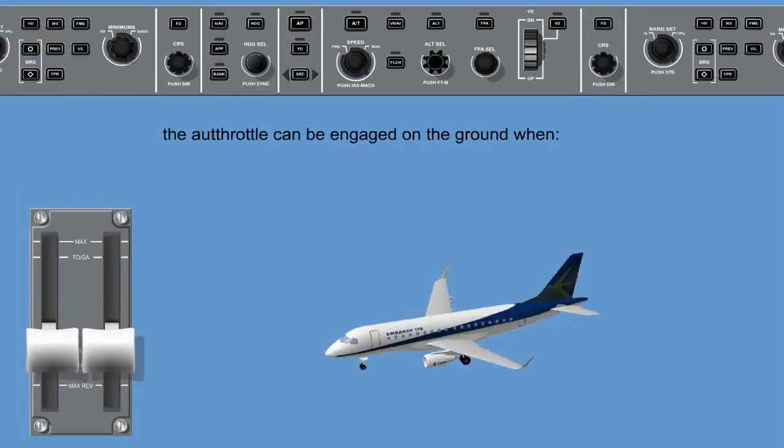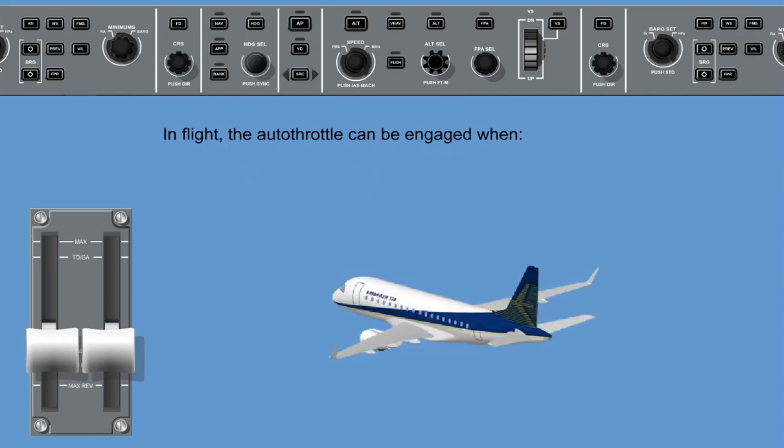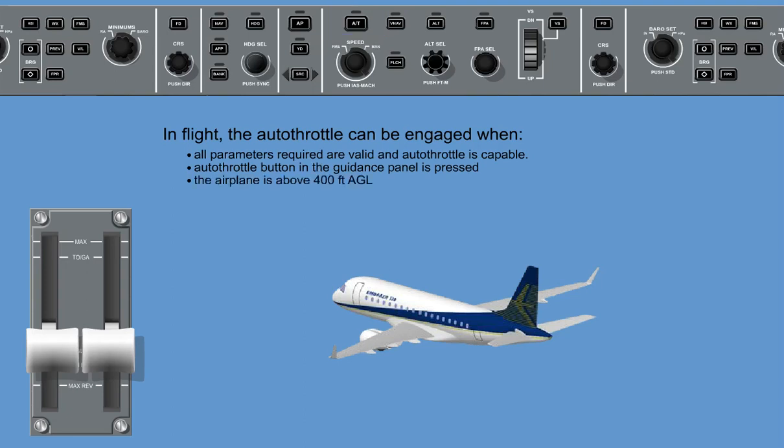The autothrottle can be engaged on the ground when all parameters required are valid and autothrottle is capable. Autothrottle takeoff mode armed. Both thrust levers above 50 degrees thrust lever angle. In flight, the autothrottle can be engaged when all parameters required are valid and autothrottle is capable, the autothrottle button in the guidance panel is pressed, and the airplane is above 400 feet above ground level.